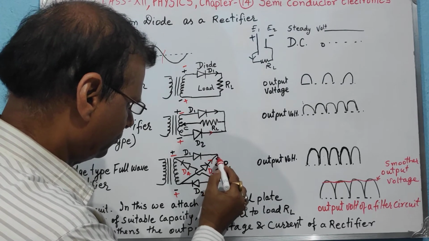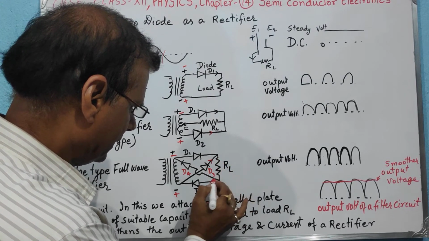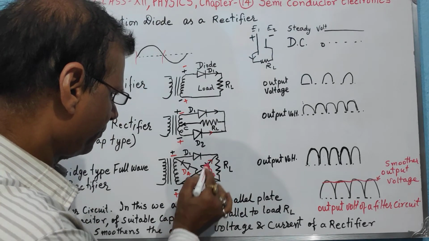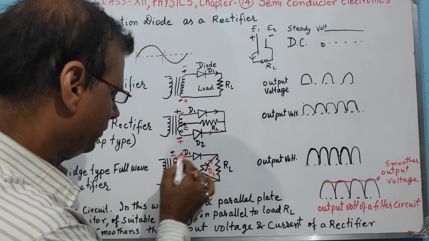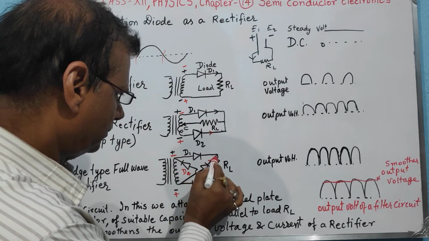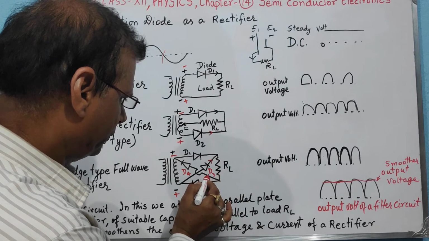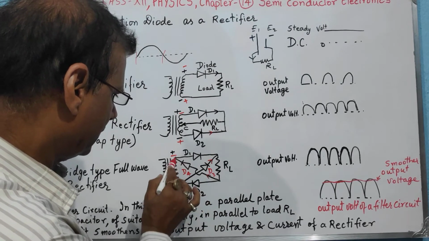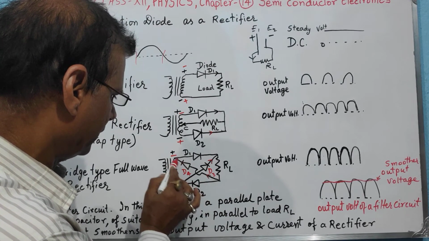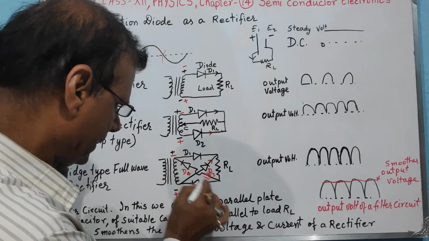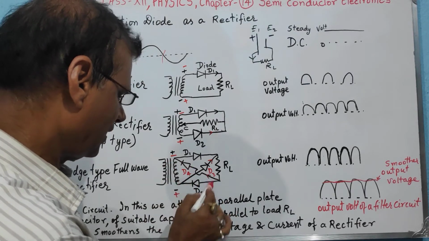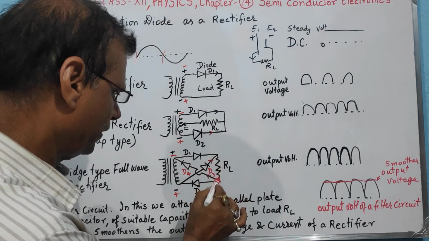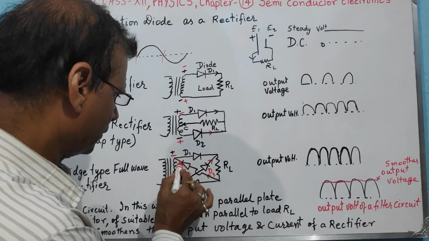Through D3 it moves through the RL, and then it does not go through D2 because D2 is reverse biased. It does not go through D1 because D1 is reverse biased. Now the current moves through D4 because D4 is also forward biased. Here you see the left end of D4 is at low voltage and the right end is at high voltage. Therefore the current released by D3 moves through the load and is allowed to pass through D4.